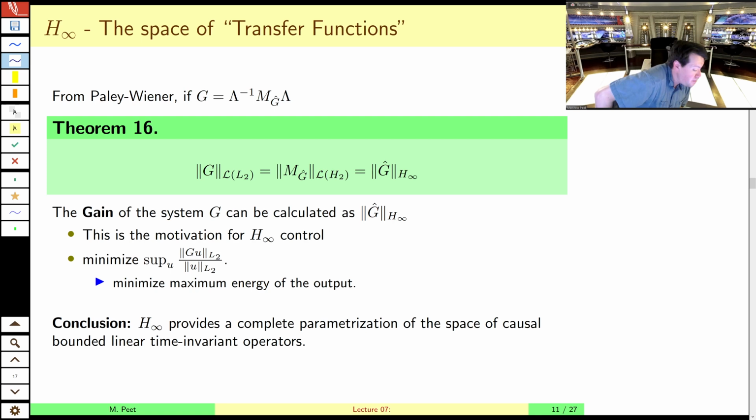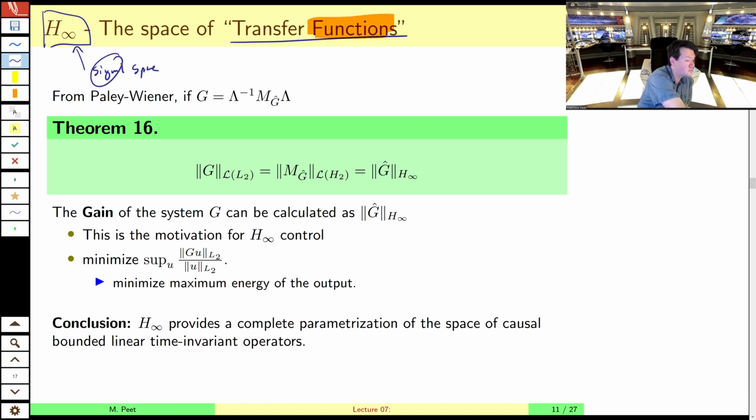So to sum up, part B of the lecture, H infinity is a signal space. Also, the signal space of transfer functions. The transfer functions are in a signal space. They're functions, right? Functions means signals. So even by the nomenclature, it indicates these are functions and not systems.